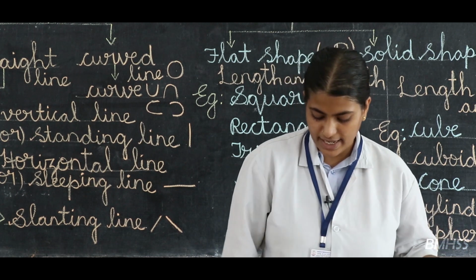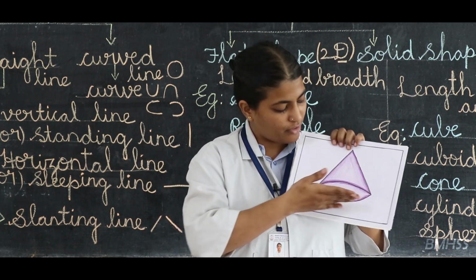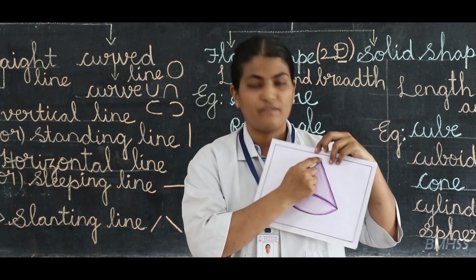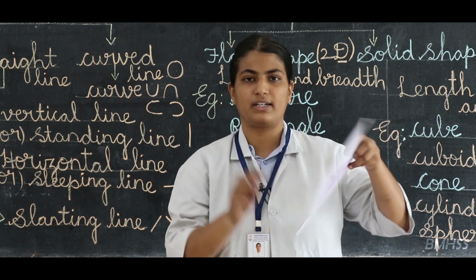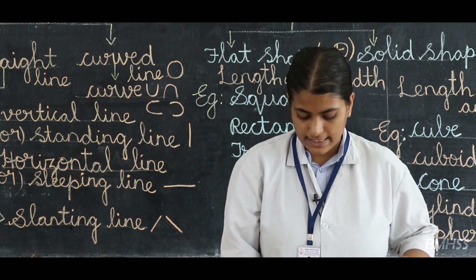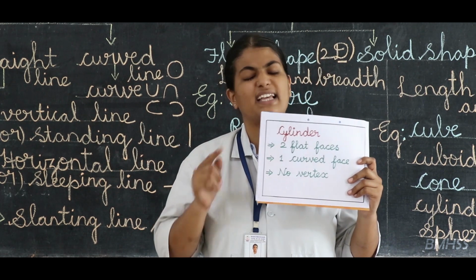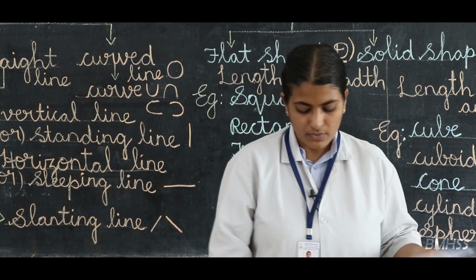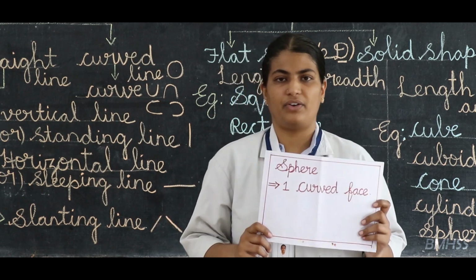Okay children. Next, the cone. A cone has 1 flat face and 1 curved face, and it has 1 vertex. 1 flat face, 1 curved face and 1 vertex, that is a cone. Cylinder. A cylinder has 2 flat faces, 1 curved face, and it does not have any vertices, that is a cylinder. The last one is the sphere. A sphere has only 1 curved face.